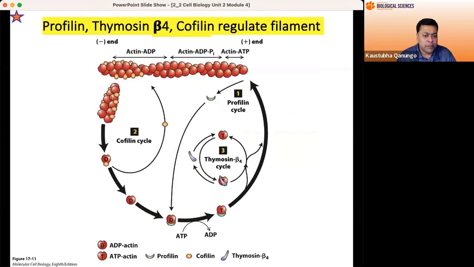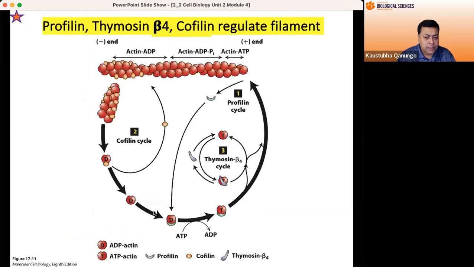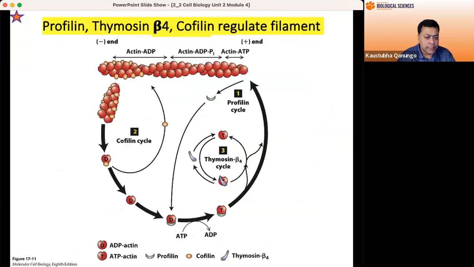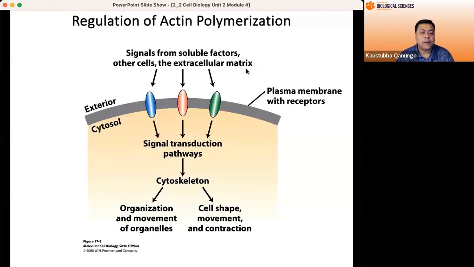Another protein that was important that we talked about is CapZ. That's a capping protein, and this CapZ caps the plus end of this. You can see the plus end. And we are going to see other proteins like tropomodulin when we go to the muscle cell. We'll talk about myosin, tropomodulin, nebulin. These are the ones that we are going to talk about when we go to the muscle cell. And here, the idea is, we do not need to ask any question in here because this will come all together when we do the signal transduction. So these are the signals from the soluble factors, other cells, extracellular matrix.